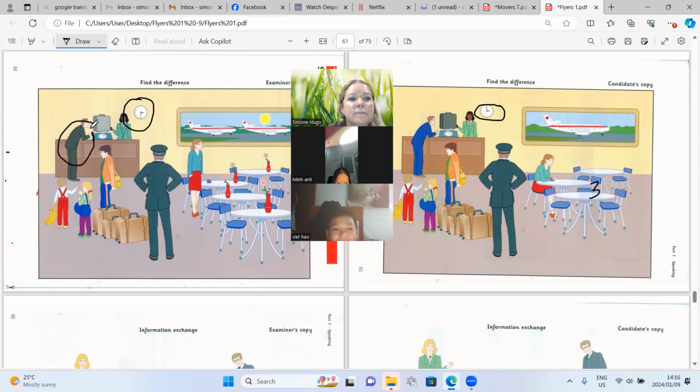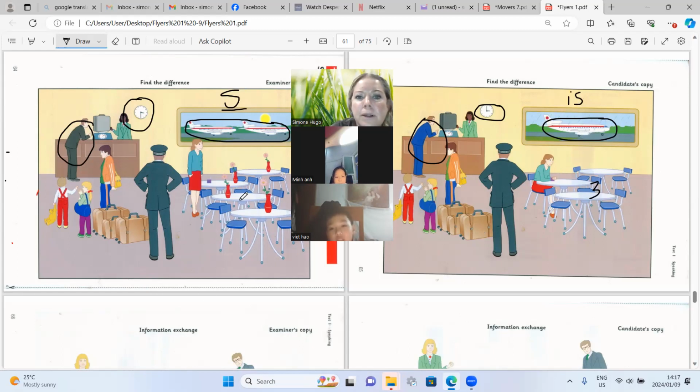Minh An. The man is wearing a gray suit, but in the second picture, the man is wearing a blue suit. In the first picture, there are two planes, but in the second picture, there is one plane.